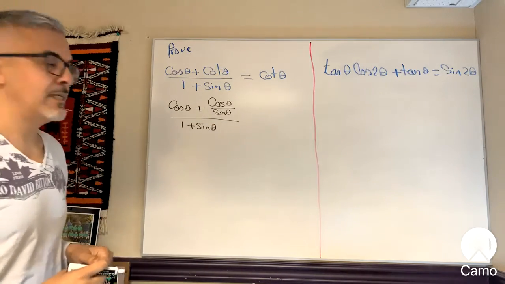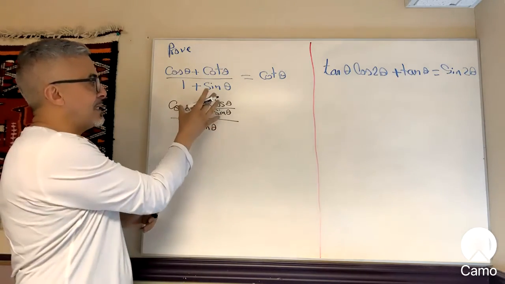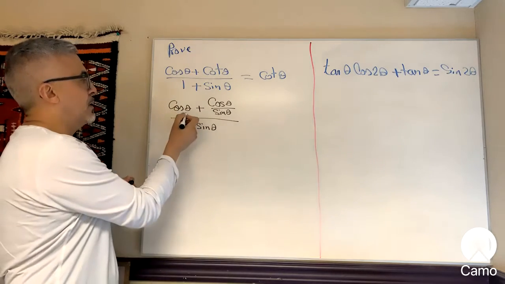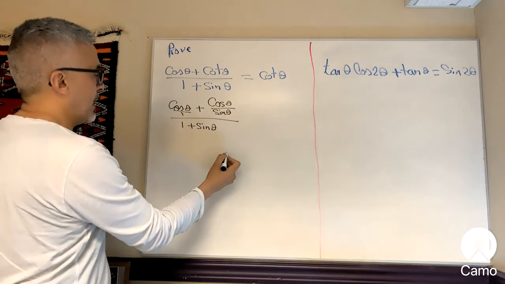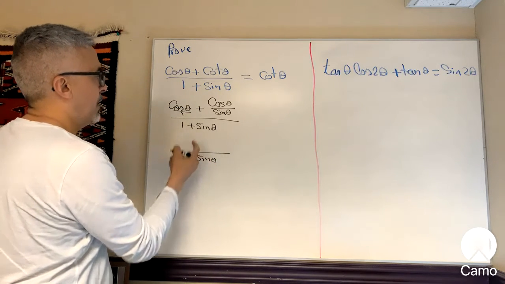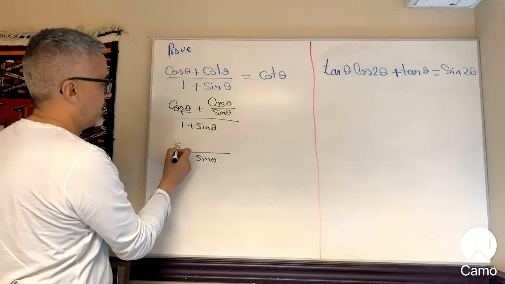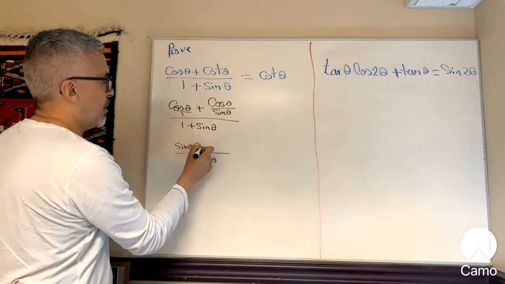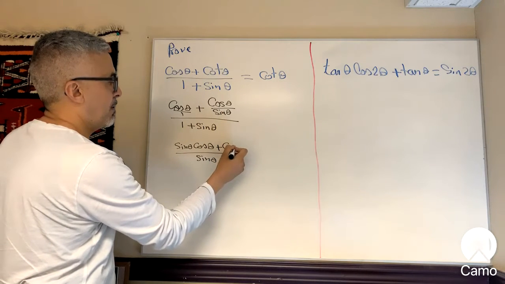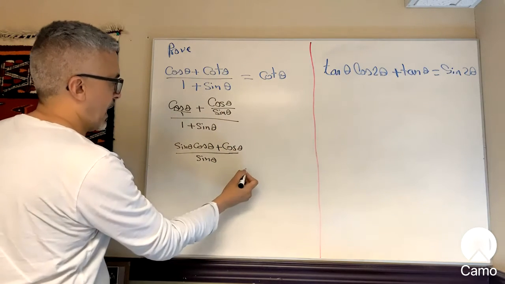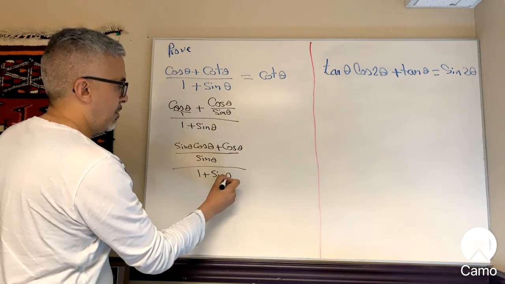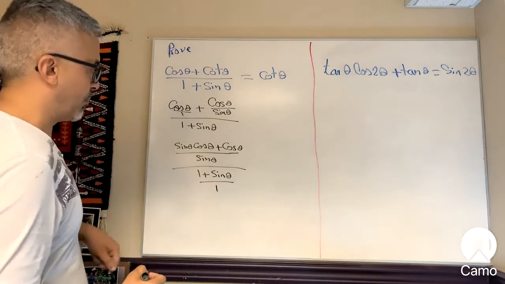When we get to this stage, what you need to do now, you need this here, the top, to make it under one common denominator. So since this is over 1, the common denominator for the top is going to be sine theta. And then you multiply that into there, so you get sine theta cos theta, and then this stays the same, the cos theta right there. And then you still have all over 1 plus sine theta. And that's over 1, of course.